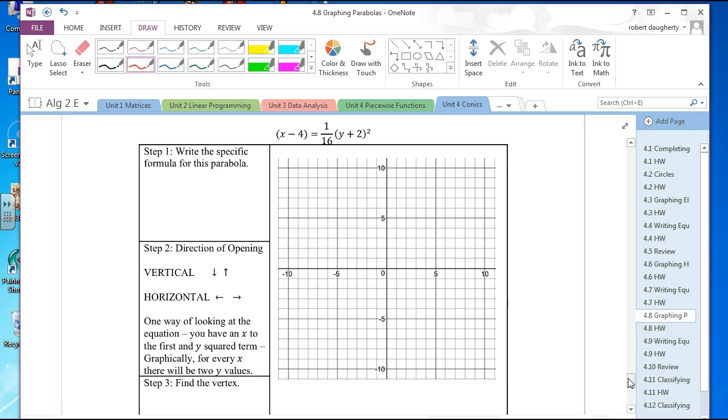Okay. What about this one? What's the formula? Yeah, x minus h. That's probably the hard part. Yeah, y minus k squared. Okay. Which way does this guy open? Is this horizontal or vertical? This is horizontal. Which way does it open? It's going to open to the right. If it's horizontal, to the right. Okay, what's the vertex? Yeah, 4, negative 2. So let's graph that. 4, negative 2 is right here.